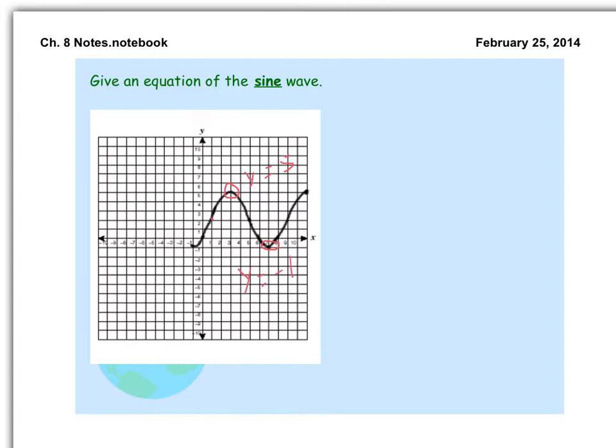And the best way to get the period is to look at the distance between consecutive maximum points. Okay, it looks like right here I've got a max at x equals 3 and another one at x equals 11. Well, that would tell me that the period is 8. Okay, that's how I would always start, is maximum, minimum, period. Observe those from the graph.